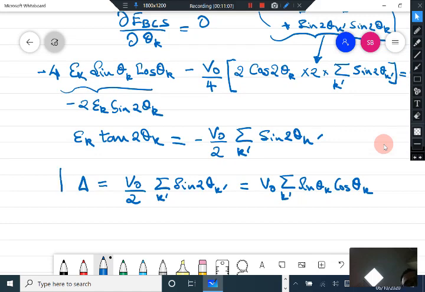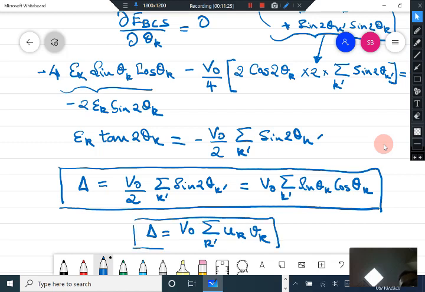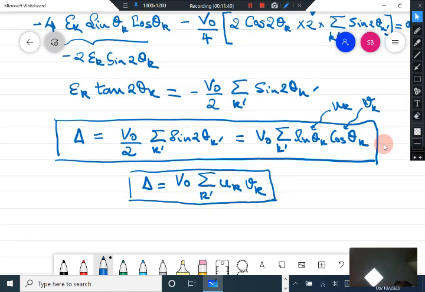So this is an important expression which basically tells you that delta is equal to V naught summation k prime uk into vk, because if you recall, we had parameterized this term as uk and this term as vk. So delta can again be written in terms of these occupation amplitudes.